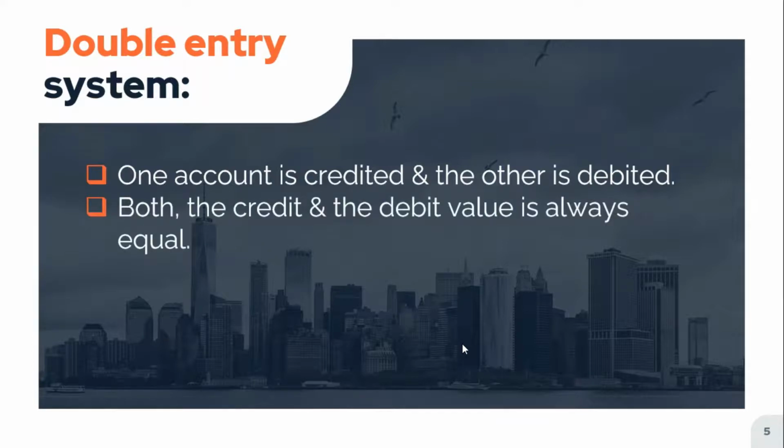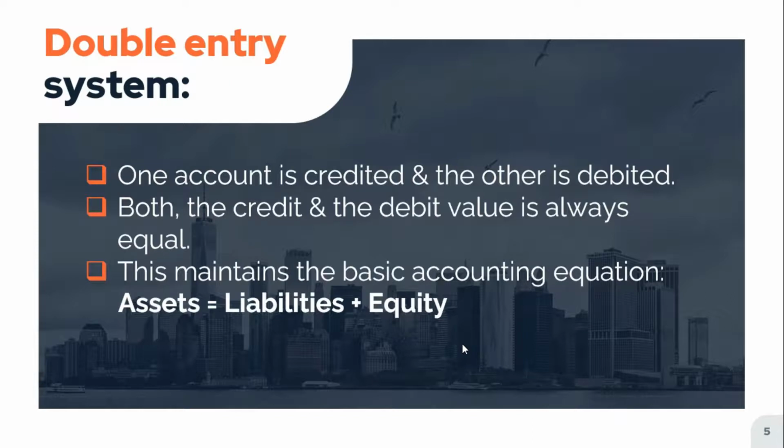Next, both credit and debit value will always be equal. So now we purchase goods worth 10,000 rupees. So you will credit one account and debit other account. Both the debit and the credit value should be same. Only in that case you will be able to maintain the basic accounting equation of assets is equal to liabilities plus equity. So to understand this, let's take an example.